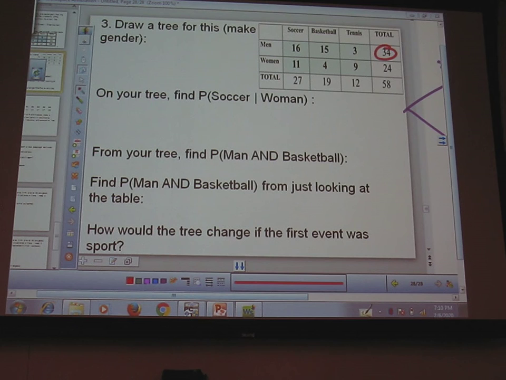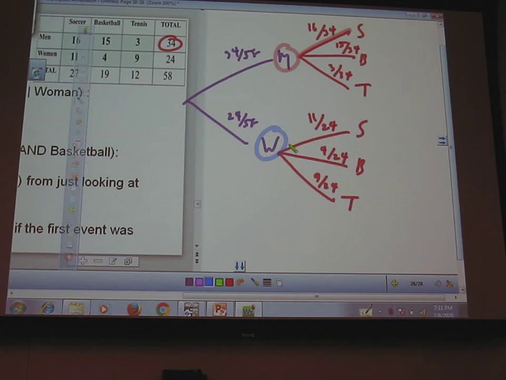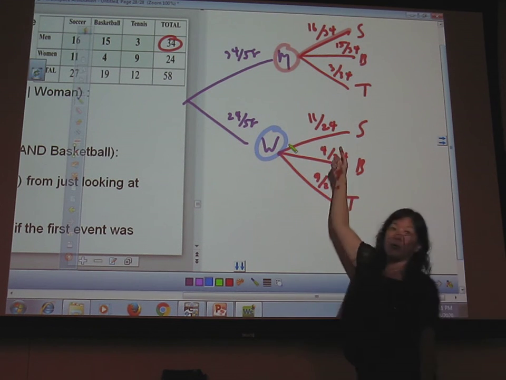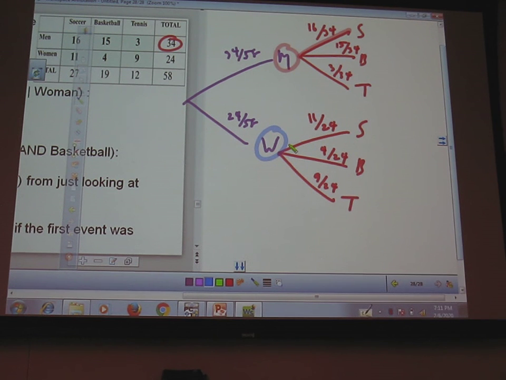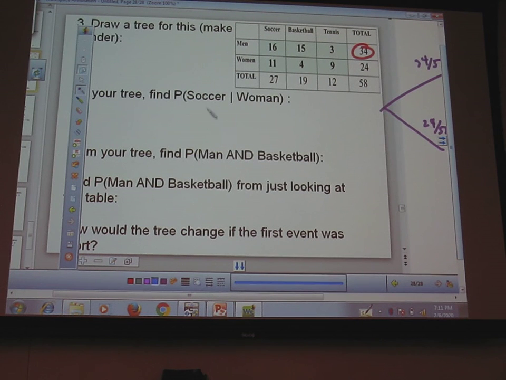Given women means what's the probability that they're a woman? 100%. I'm giving you that information. Given they're a woman means 100% they're women. So 100%, you are standing right here. If you're standing right here, then what's the probability that they are playing soccer? 11 out of 24. Does everybody follow that part? Good. Expect you all to get that right on the exam.